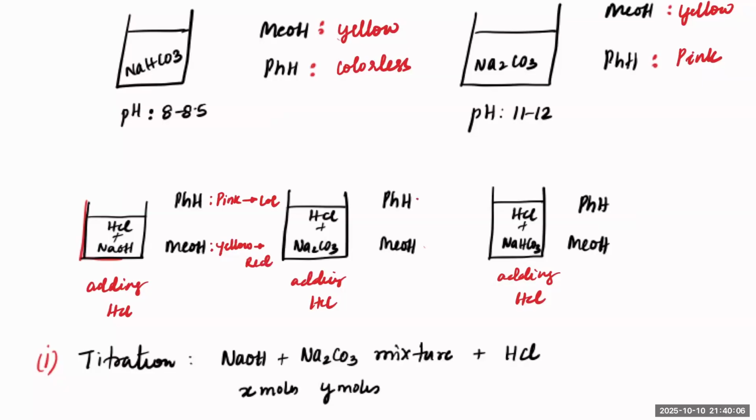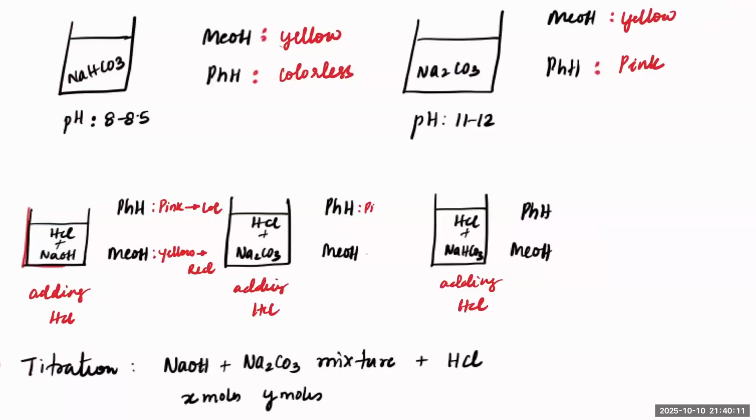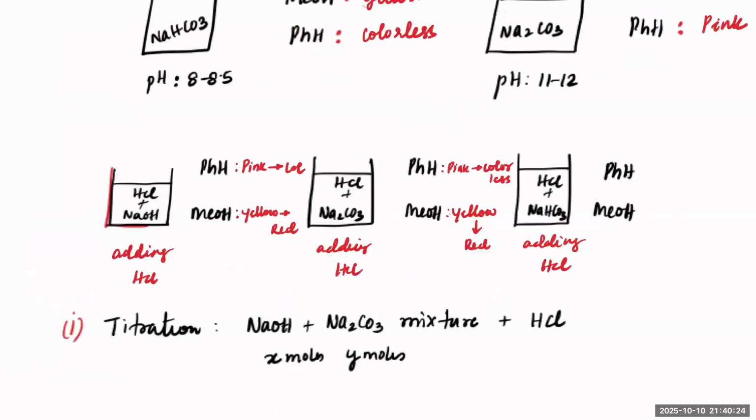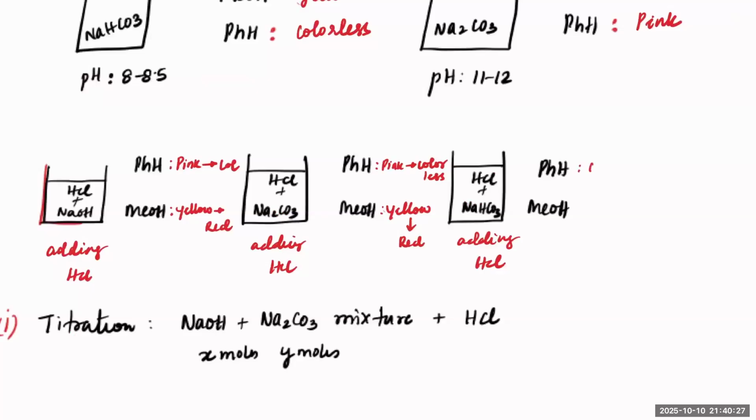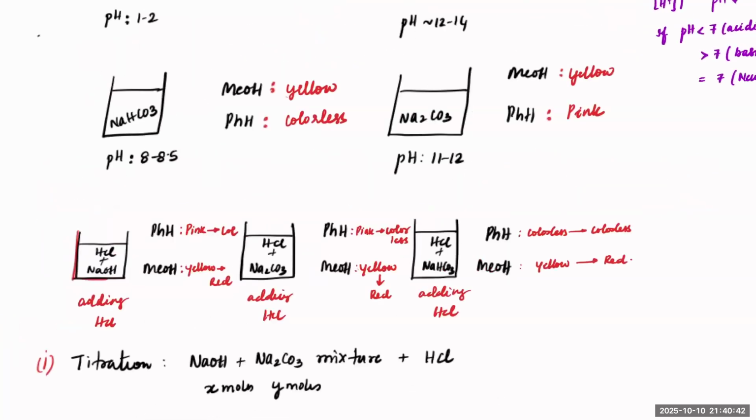Then when it comes to Na2CO3, this will also be the same, pink towards colorless. Methyl orange will also be yellow towards red. NaHCO3, if you notice, this is colorless only. Colorless remains colorless. Methyl orange will be yellow to red. Is this learning clear, everybody?